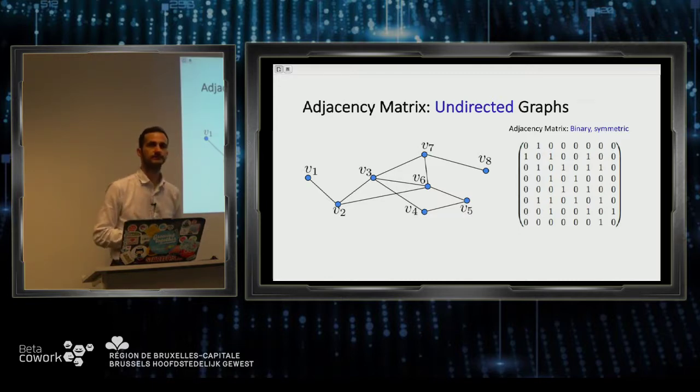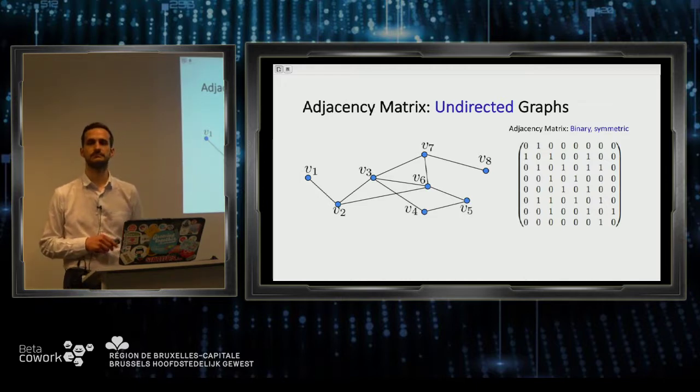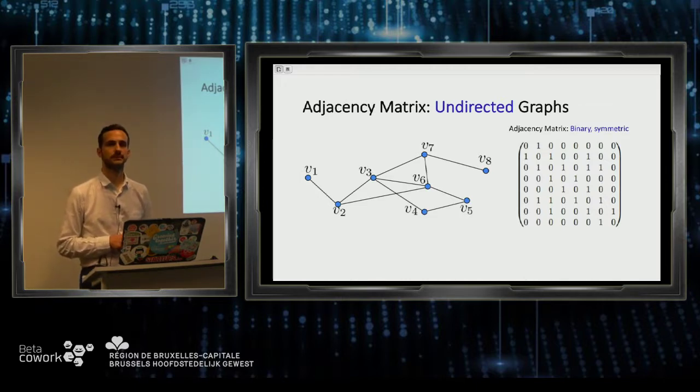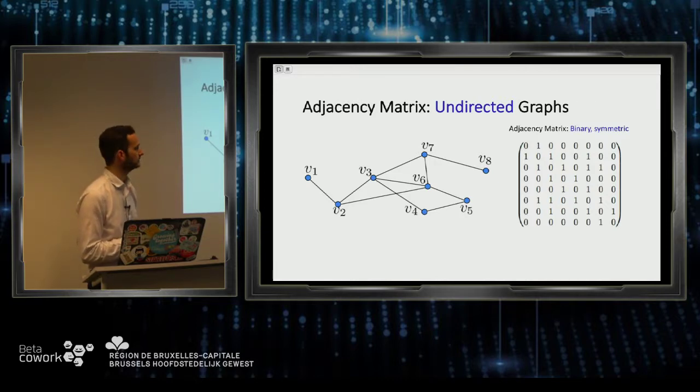In this space, we don't need the part dividing the diagonal. Yeah, this is the characteristic. Because this graph is undirected, this matrix is symmetric. It means that the upper diagonal of the matrix, this part, is the mirroring of the lower diagonal of the matrix.